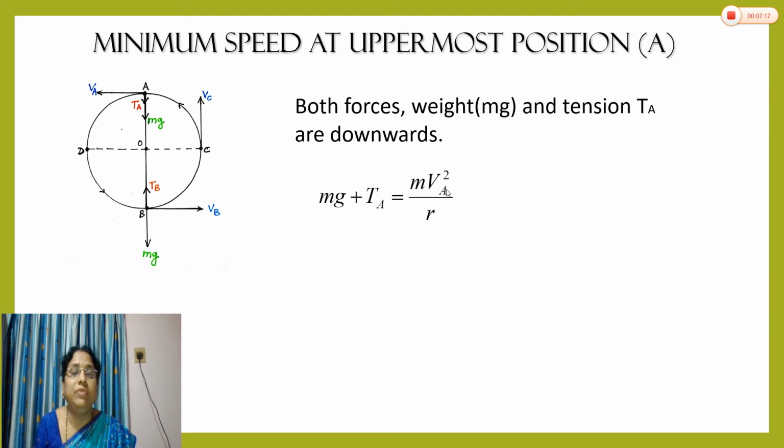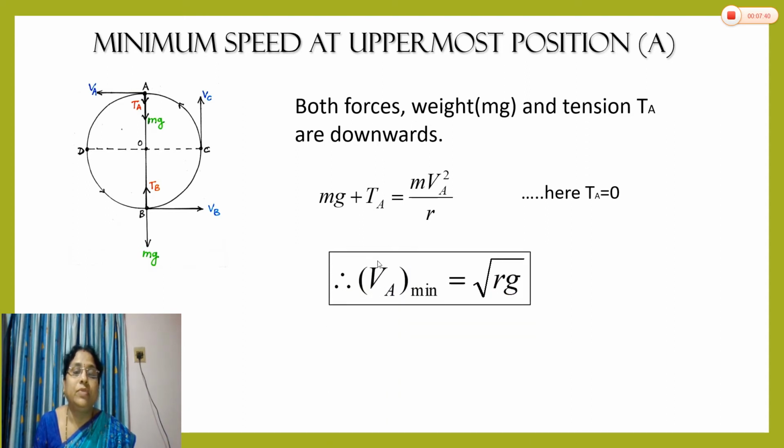We have to find this VA, but at this uppermost point A, we can consider the tension will be minimum. And what will be the minimum tension here? The minimum tension we can consider 0. So we can put TA equal to 0 here. So we get VA square is equal to g into r, as this m will get cancelled, and so VA square is equal to rg. Therefore we get VA minimum is equal to under root rg. That is the minimum speed at this uppermost point A.